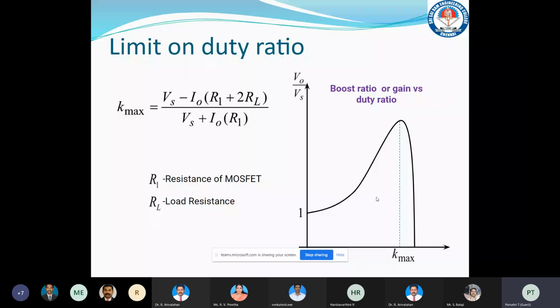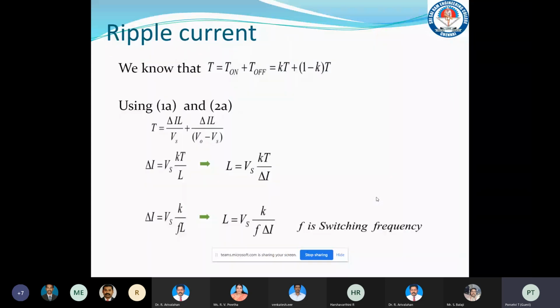Then to find the ripple current, we have to take the expression T is equal to T on plus T off, and we have to substitute the values of KT and (1 minus K)T, which we found during mode 1 and mode 2. So if we do that, we will get the T value is equal to del I L by Vs plus del I L by (V naught minus Vs).